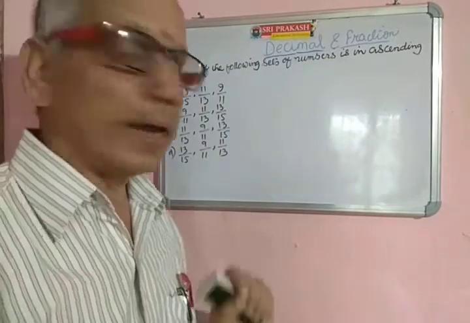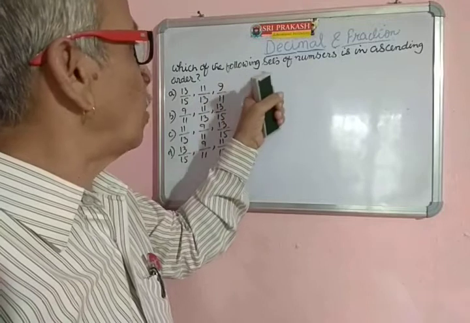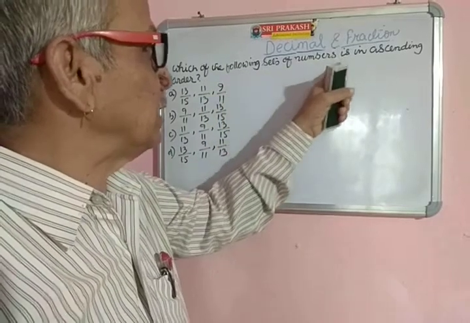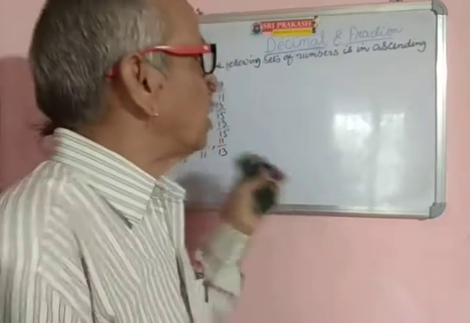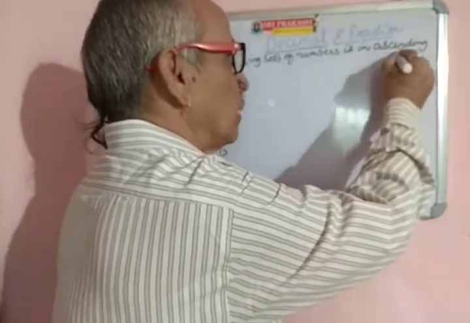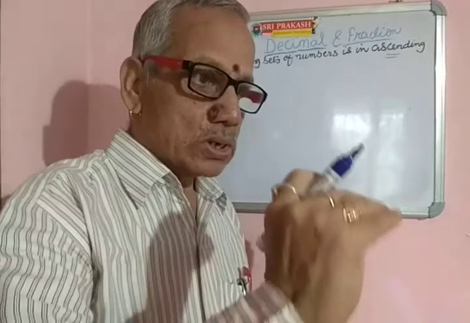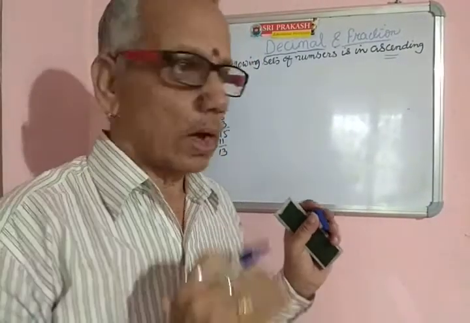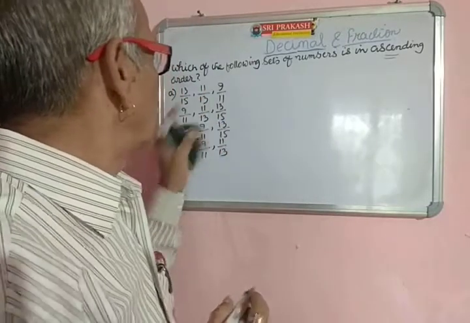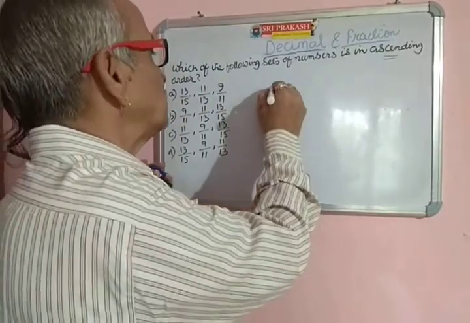Let me read it again. Which of the following sets of numbers is in ascending order? What is the meaning of ascending order? Ascending order means from smaller number to bigger number. Understood? So let us take one set.